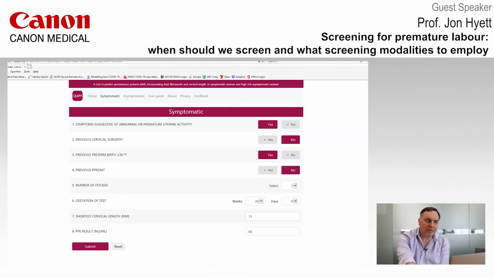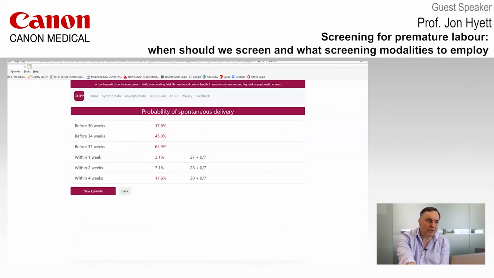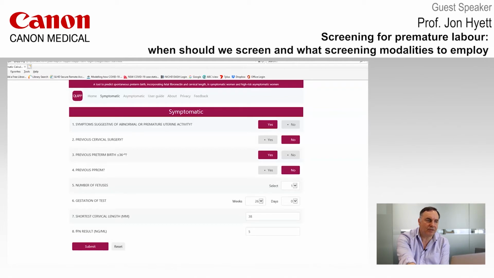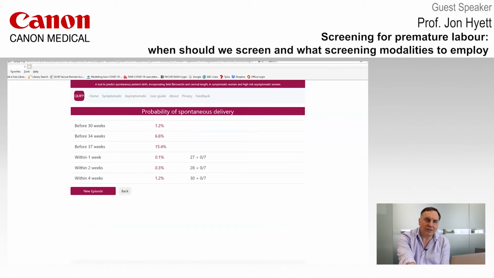You can then calculate risks of preterm birth at various gestational cutoffs, but also within the next week. It helps you work out whether you need to admit women, and whether they need steroids. And you can see how you use different risk factors in these calculations.